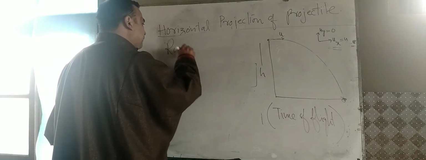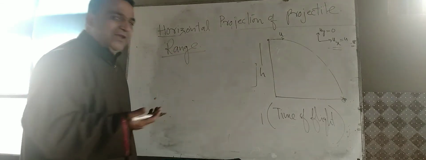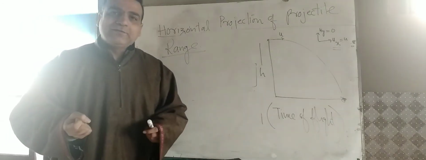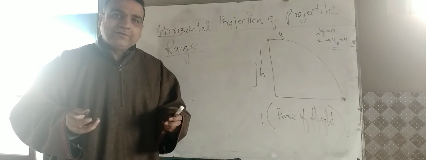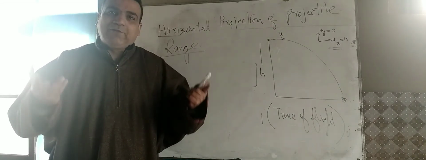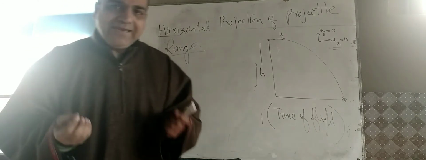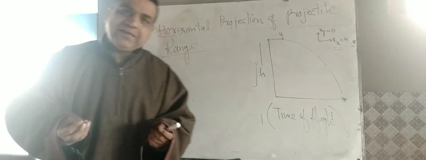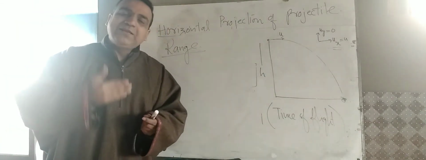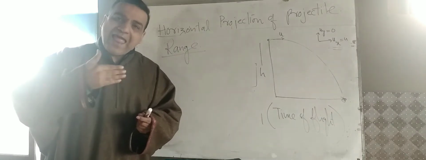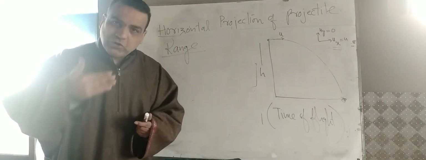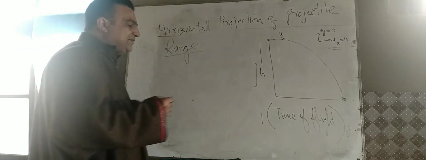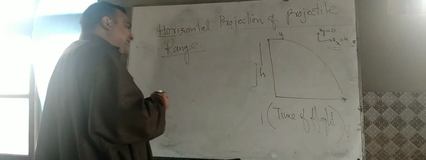Range. Now what's the meaning of range? We generally have heard things like, this person has a gun, what's the range? This country has a missile, what's the range? So range is the total horizontal displacement that this projectile takes. The total displacement that the projectile has along horizontal is referred to as horizontal range.